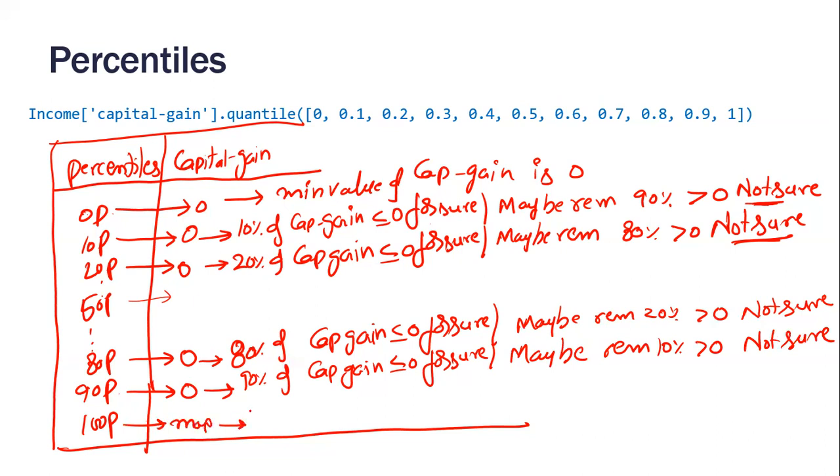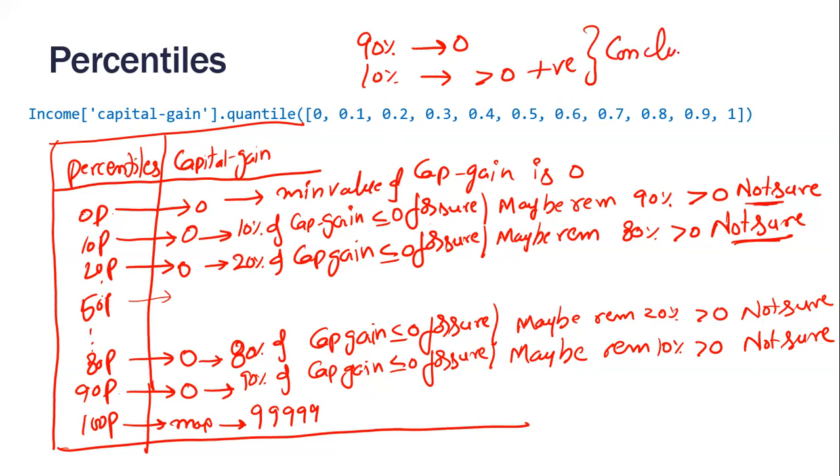How much is that? Maximum value of the capital gain. How much? 100 percentile, maximum value, 99999. Is it fair to conclude that 90% of the data is 0, and 10% of the data is definitely greater than 0, which is positive? Can we conclude like this? Is it a right statement?